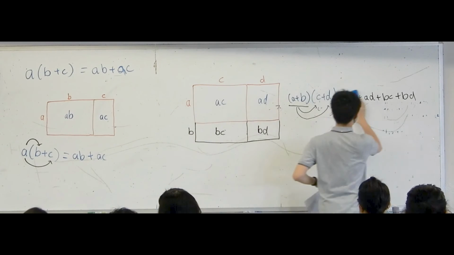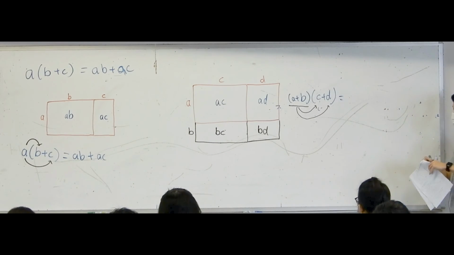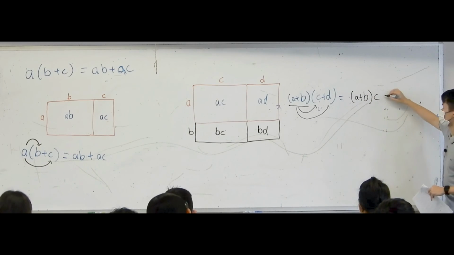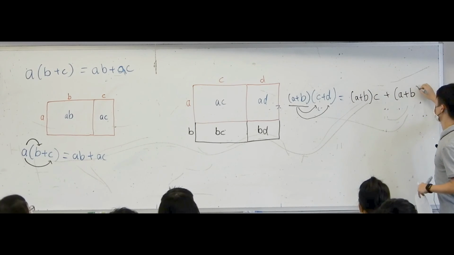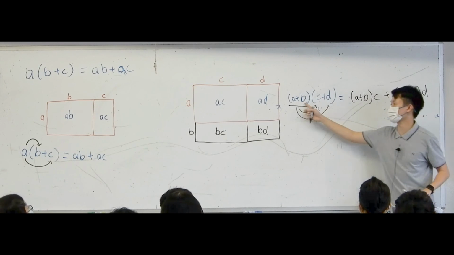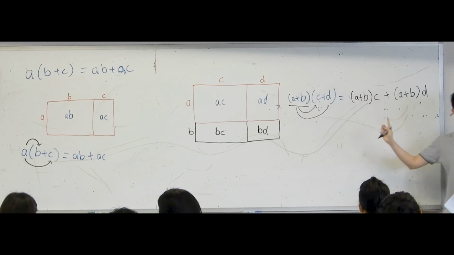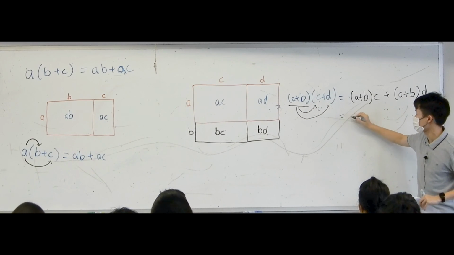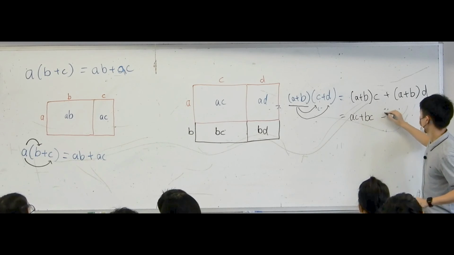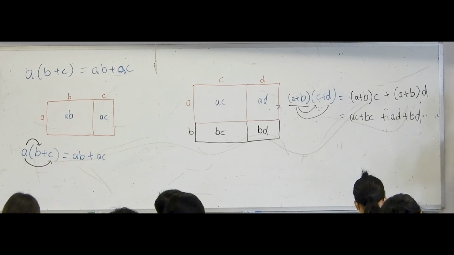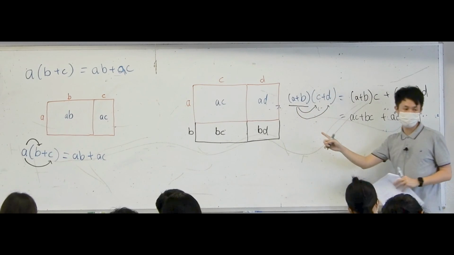Okay, let me just write the proof out for y'all. So what happens here will be A plus B times C plus A plus B times D. Make sense? This is called the rainbow method. Entire thing times C, entire thing times D. Now this is already similar to that. You can simply do it as AC plus BC plus AD plus BD. This is called the expansion of algebraic expressions in the form of (A plus B) times (C plus D).